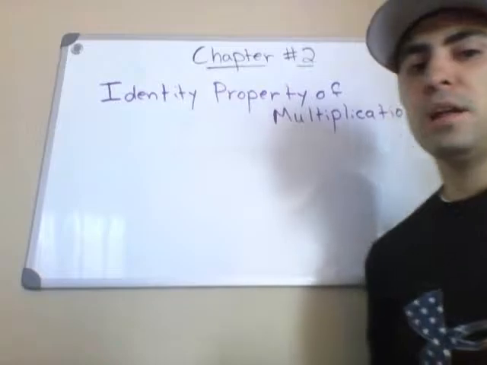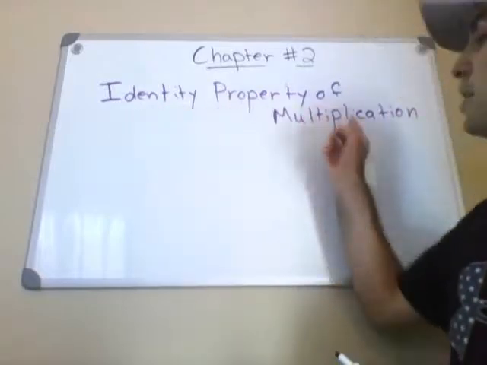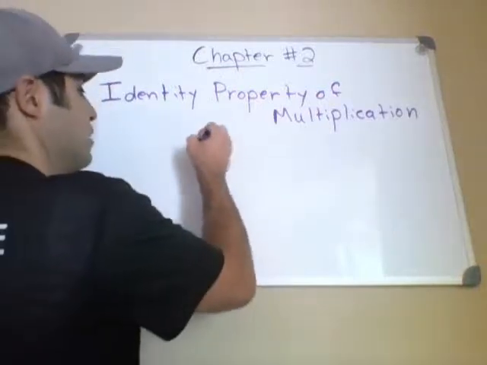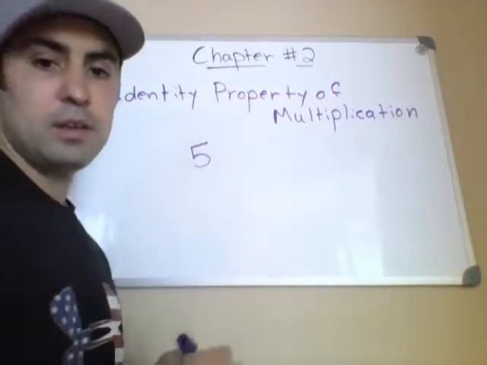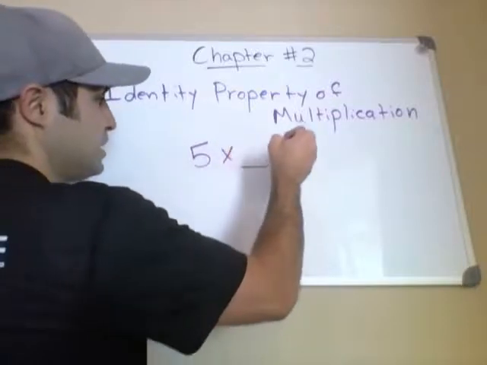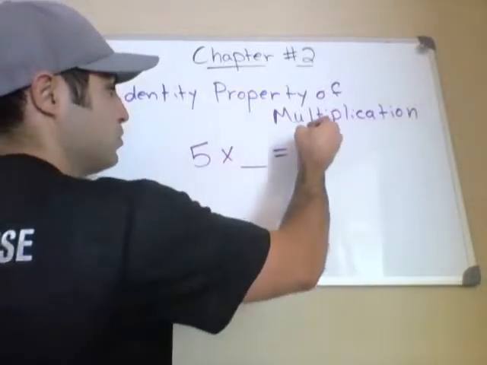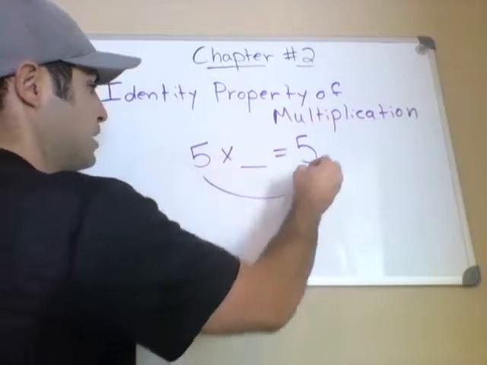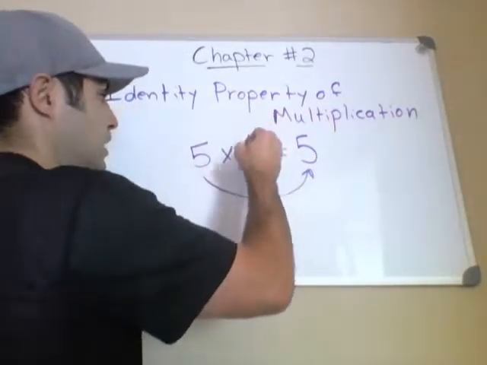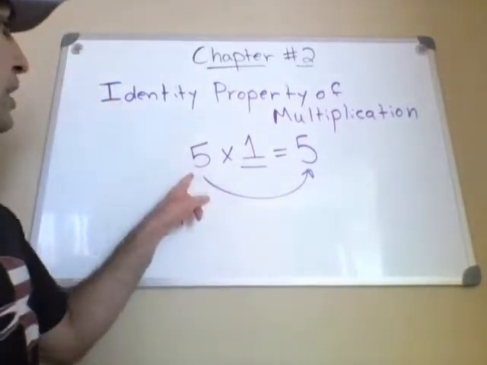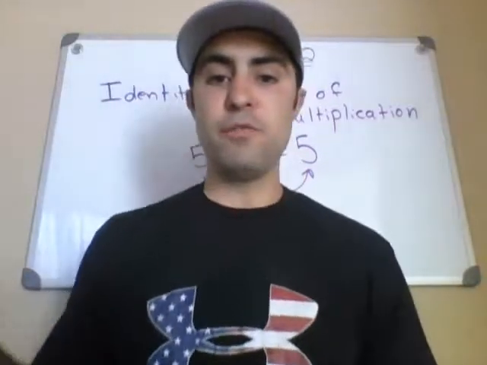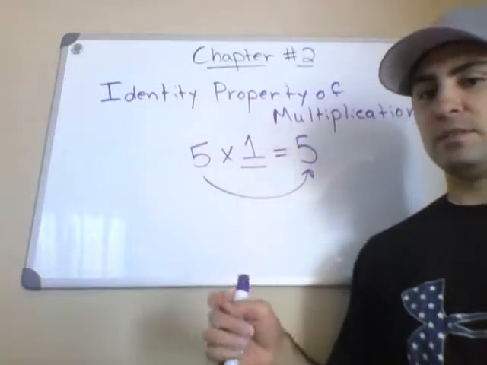Alright, our next term is identity property of multiplication. And what that means is that if you have a number, 5, and you want to multiply it by something and the product equals the same thing, in order to do that, you need a 1. So you get the identity by multiplying it by 1. So 5 times 1 is 5.